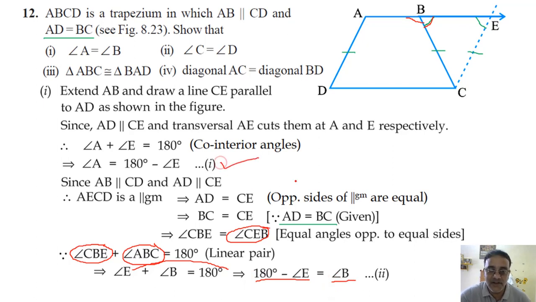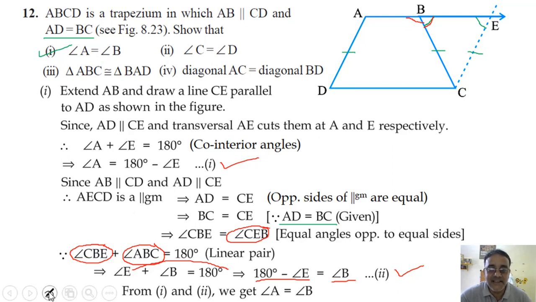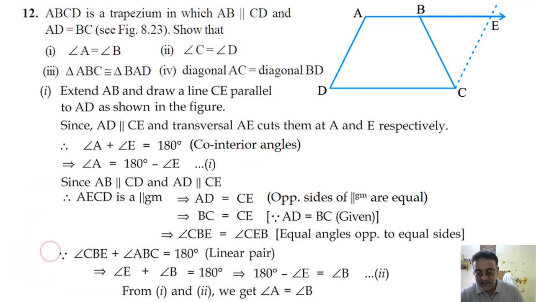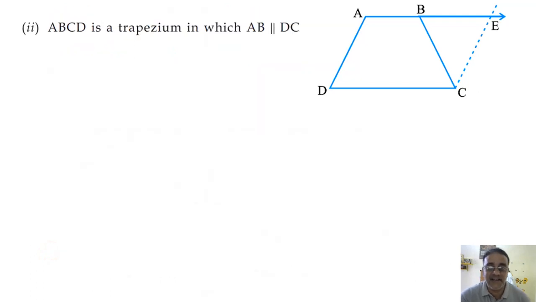अब ये इक्वेशन और ये इक्वेशन को देखो ध्यान से. What do you observe? Angle A equal to angle B. Very good. So from equation number 1 and 2, we conclude that angle A is equal to angle B. So we completed the first bit. Now for the second bit, that is angle C is equal to angle D. Let us move toward the next slide.